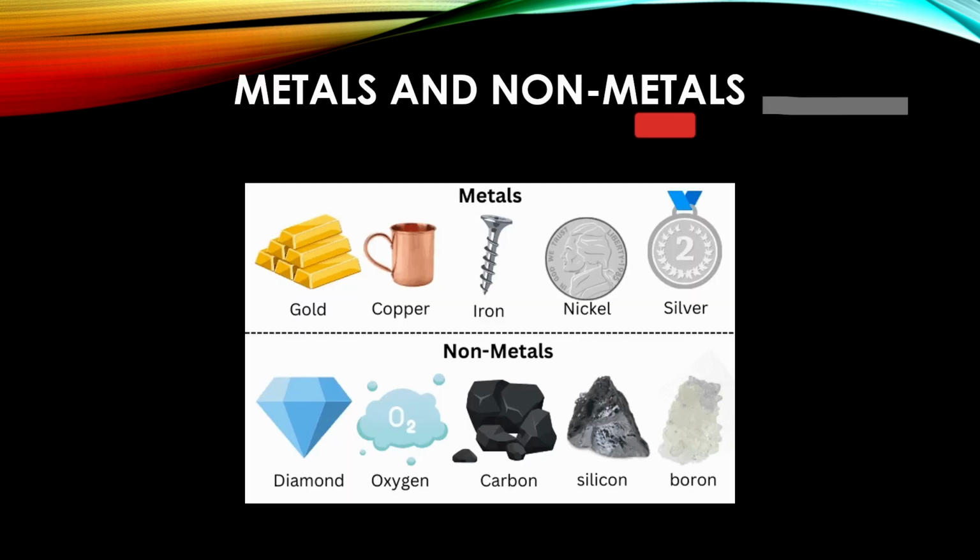These are some of the examples of metals and non-metals. Metals, which we use in our regular life, are gold, copper, iron, nickel, and silver. Non-metals are diamond, oxygen, carbon, silicon, and boron. The pencil which we use for writing is a non-metal, and the iron rod which we use as a curtain holder is a metal.